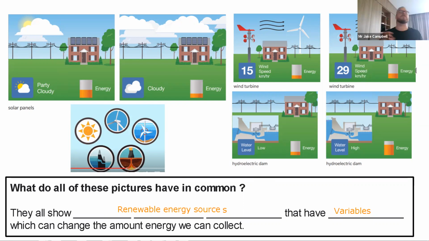Remember, variables can consist of strength, so strong and weak, fast and slow, big and small, heavy, light. Or direction: north, south, east, west.